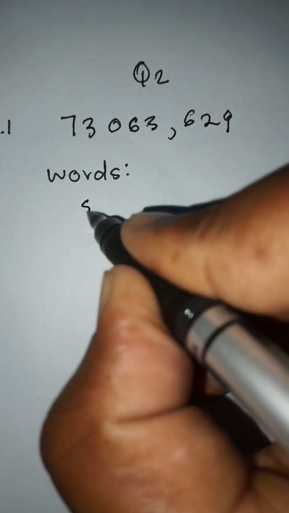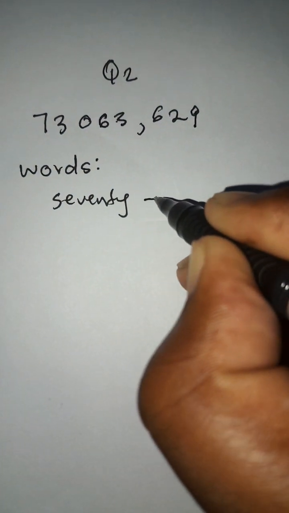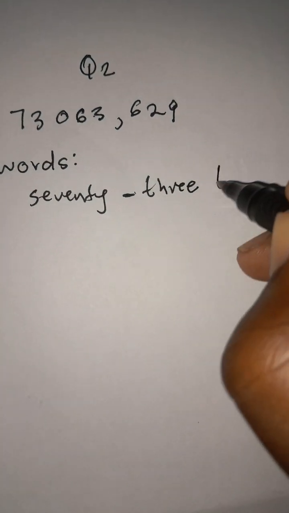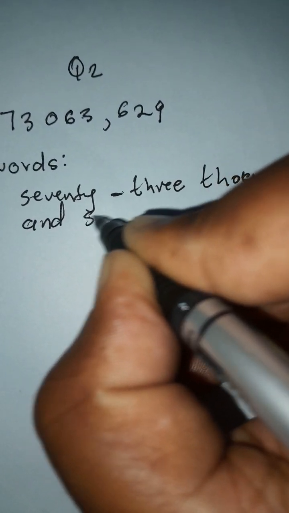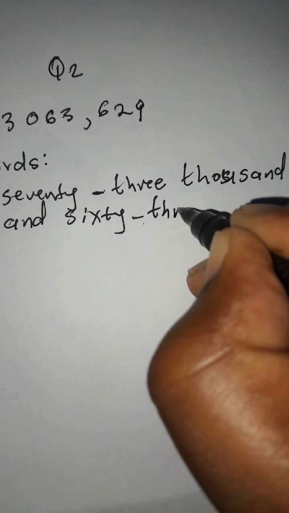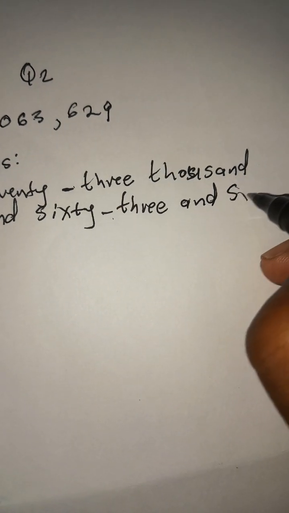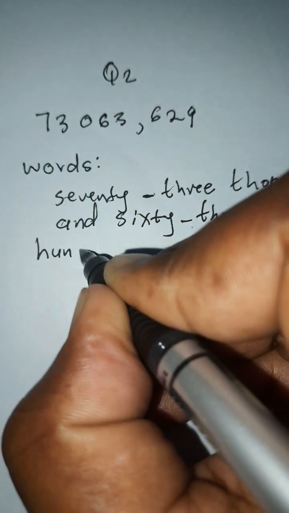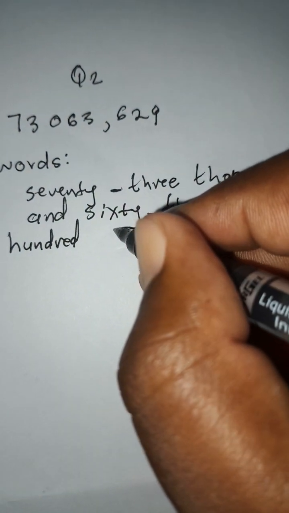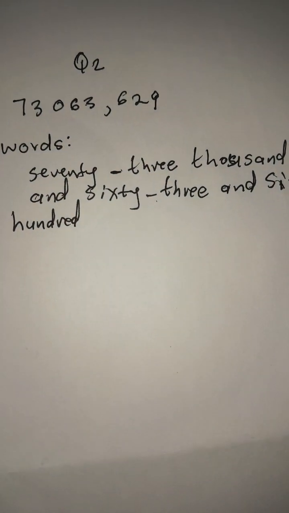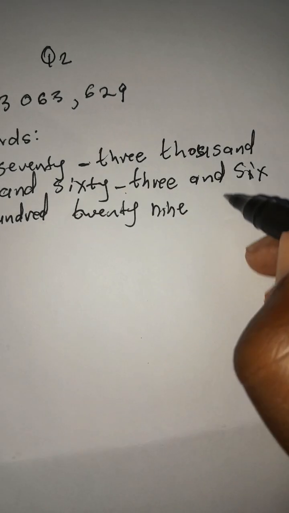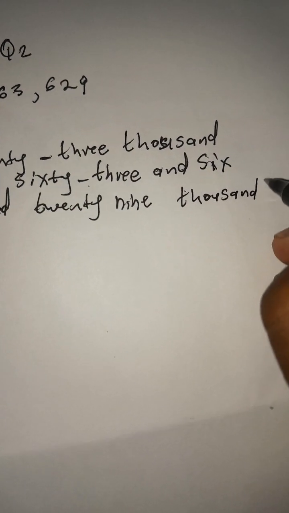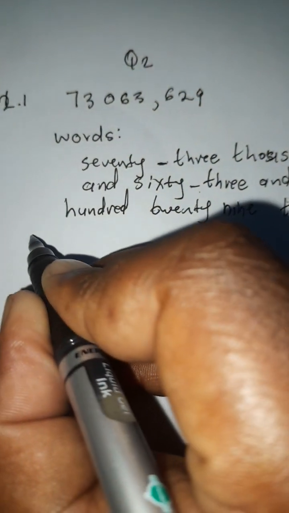That will be 73,000 and 63 and 600 and 29 thousandths. Then that's it in expanded form, right?